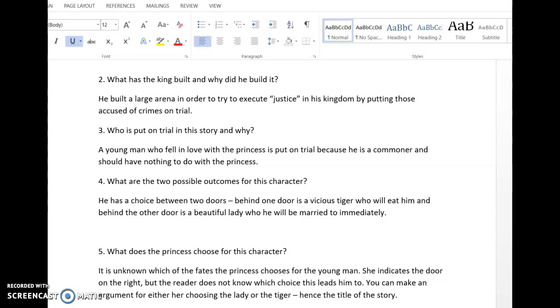Okay, 4, what are the 2 possible outcomes for this character? He has a choice between 2 doors. Behind one door is the vicious tiger who's going to eat him if he opens that door. And behind the other door is the beautiful lady who he will be married to immediately. So again, not a great system of justice, because it's completely chance whether he picks one or the other. Supposedly if he chooses the lady, he's innocent, and if he chooses the tiger, he's guilty. But if he really loves the princess, choosing the lady really isn't a great outcome for him either.